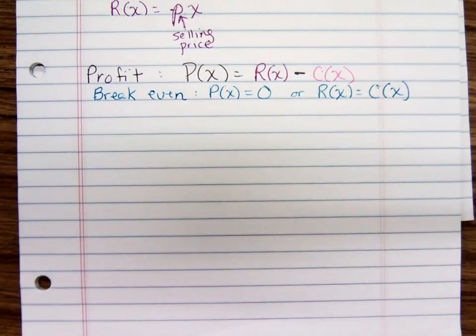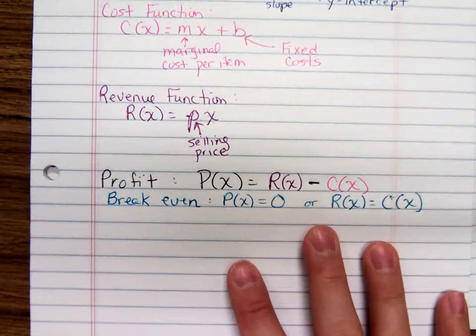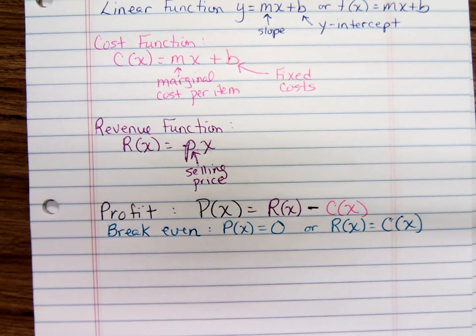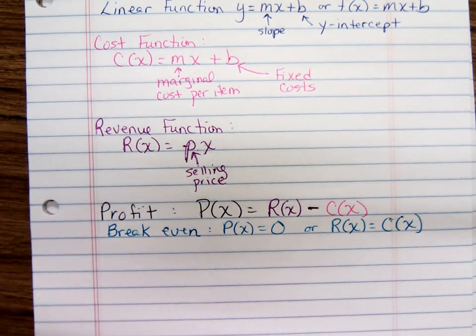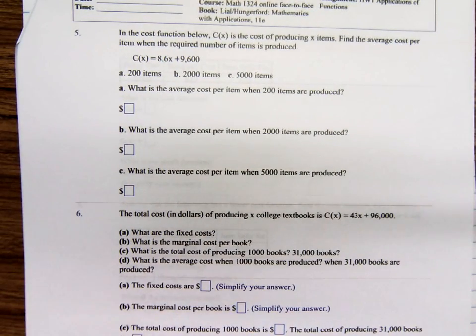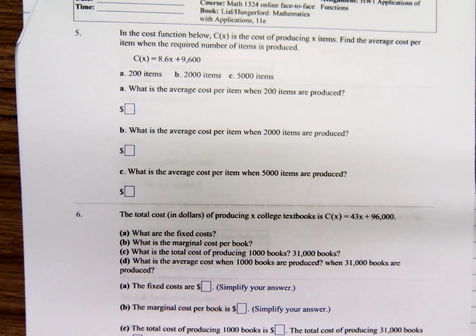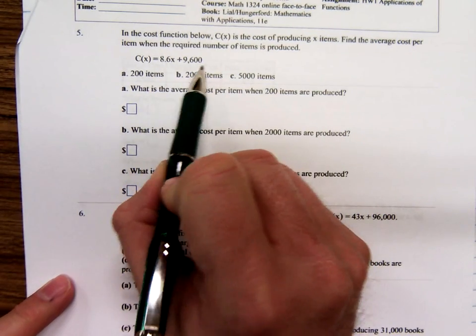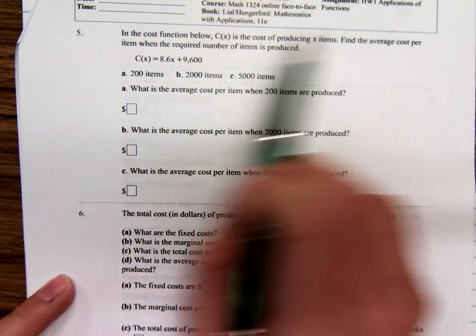I've printed out problems like you might encounter in your homework. I'm just going to be working through some examples. Number 5. In the cost function below, C of X is the cost of producing X items. Find the average cost per item.